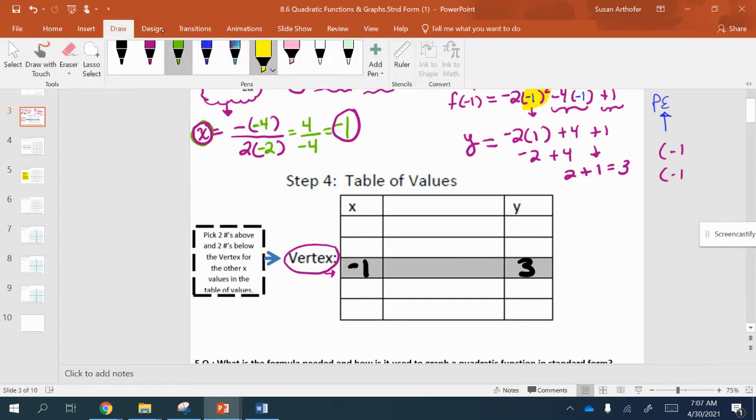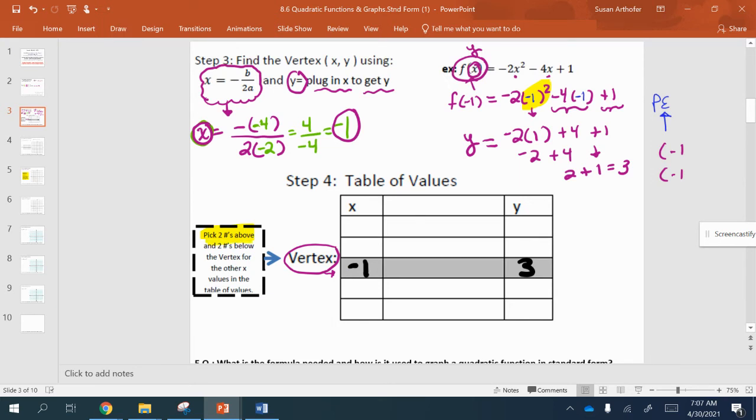Okay, so you ready for the next step? I need you to read the box. You're going to now pick 2 numbers above and 2 numbers below the vertex for the remaining x values in the table of values. So we need 2 numbers above and 2 numbers below.